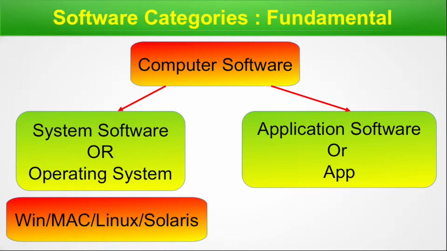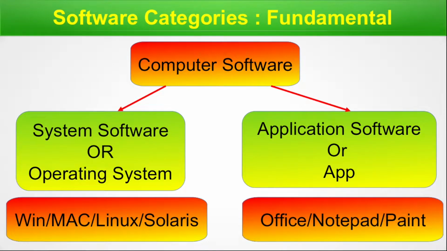System software examples are Windows, Mac and Linux. Also Solaris. So these are system software. These system software take care of the booting of the computer system. And the application software such as Office, Notepad, Paint, all of these you are familiar with, and many others. These are general software, that is application software. These are used for their specific purposes. Now once the machine has booted up and is ready, that time we launch the application software. Now you understand the fundamental difference of the two kinds of software.